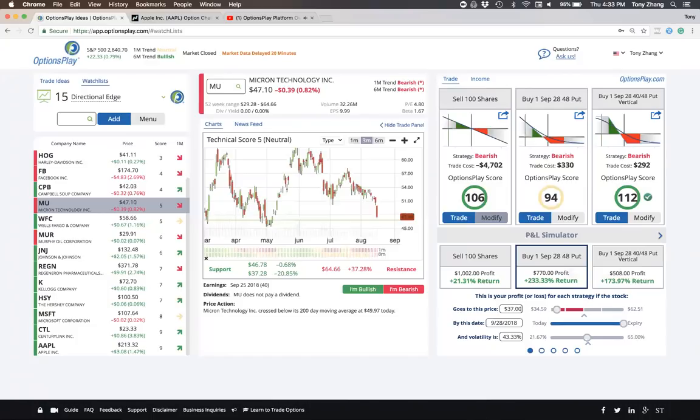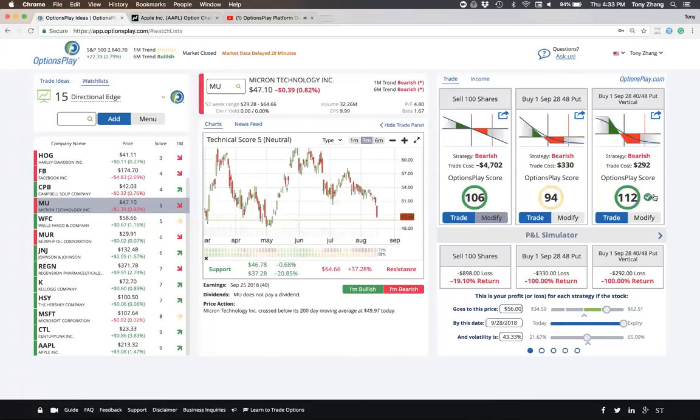risk to reward. Because you can also use this tool to say, well, what if I'm wrong and Micron goes back up to 55 or 56, which is where it just was a few days ago? How much money am I going to lose? So if you had shorted the stock, you'd be losing close to $900 on this trade. So not only are you putting up more capital to trade, but if you're wrong, you're actually losing more money, versus if I bought this put, I lose $330, versus if I bought this put vertical, I only lose $292.